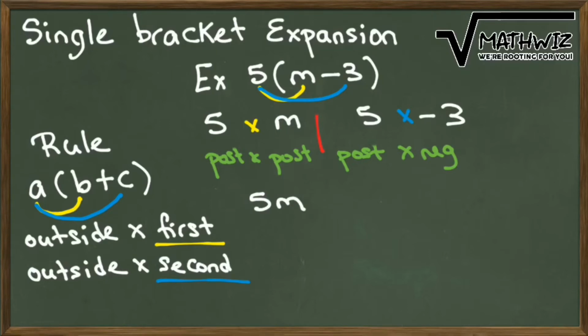We then have 5 times negative 3. So we have a positive times a negative. We expect to get a negative. And 5 times 3 is 15. I'm going to give you 2 to try on your own. You can go ahead and work those, and then we'll try another set of examples.